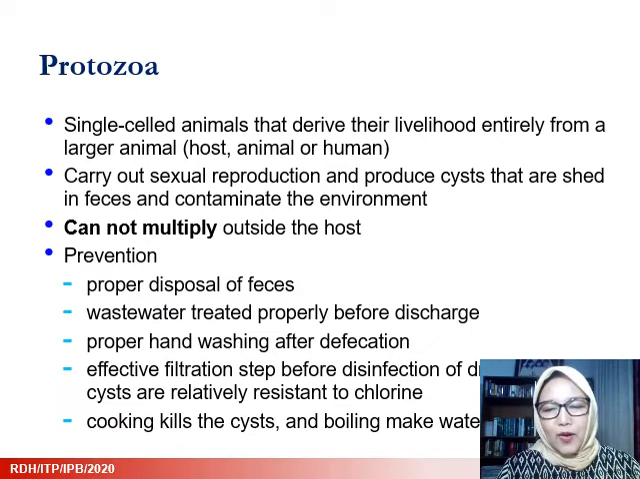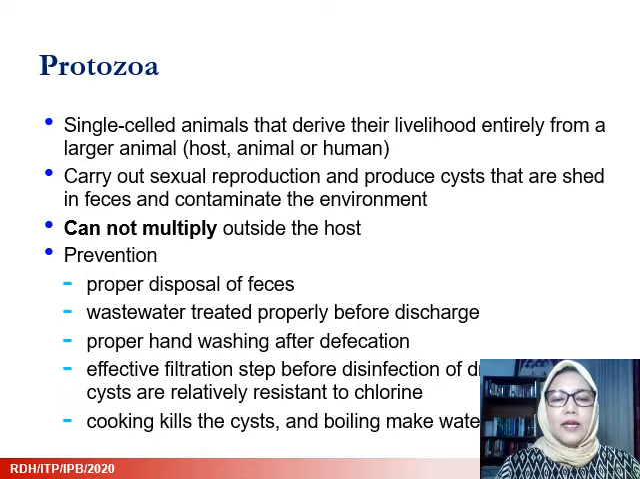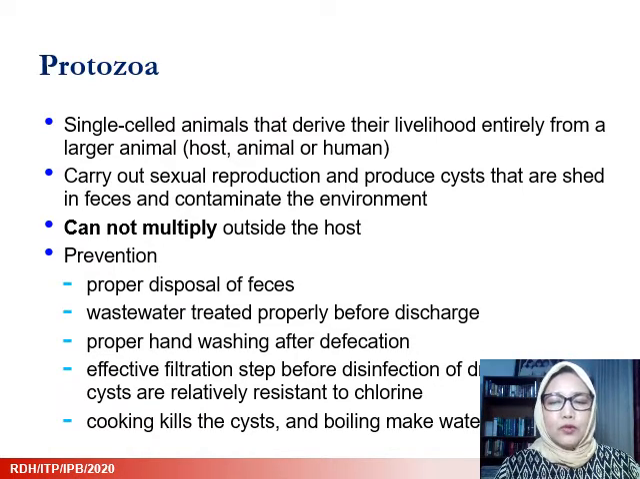Next is protozoa. They can also cause illnesses. Protozoa are single-celled animals that derive their livelihood entirely from the host, for example, human. They carry out sexual reproduction, produce cysts that are shed in the feces and can contaminate the environment, and the cysts are generally more resistant. They cannot multiply outside the host, including in foods.